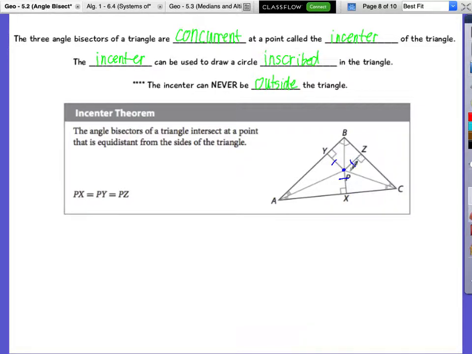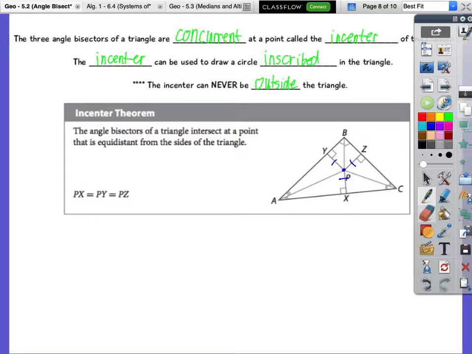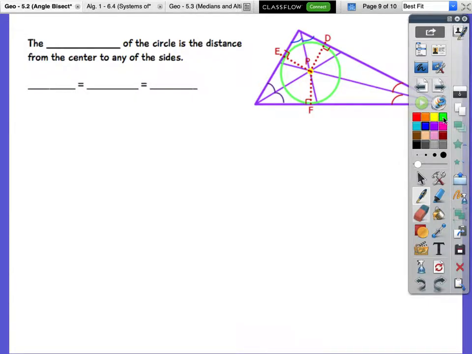And so the distances to the three sides are congruent. Now we're going to use this in a second and practice it. And once again, I think it'll apply more and stick with us a little bit more when we work on it in a second here. But before we do that, we'll take a short little detour.